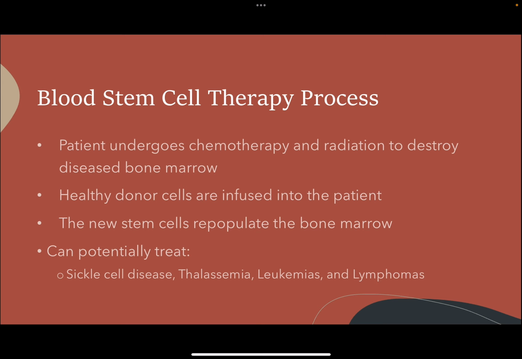In the treatment of sickle cell, they want to replace the defective red blood cells with healthy blood cells. In thalassemia, a successful transplant eliminates the need for lifelong blood transfusions. In leukemia, it can replace cancerous blood cells.